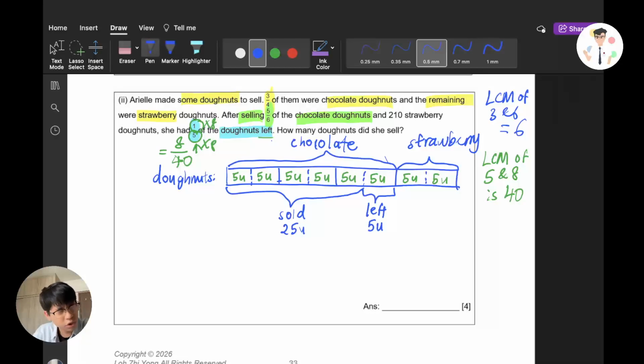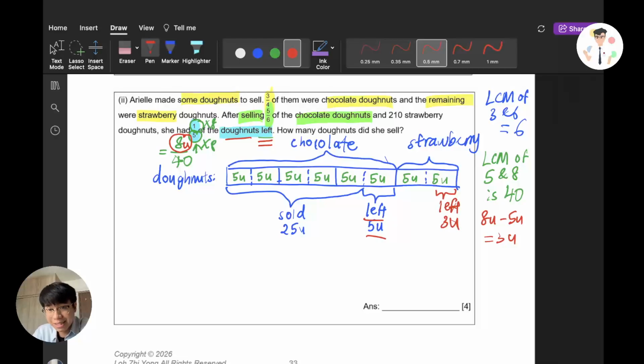Hey, teacher, I noticed something. Now, you should kind of notice that here actually mentioned what? I have 8 units of the donuts left. And this 8 units is what? The total chocolate and strawberry leftover added together is 8 units. But here I have actually 5 units. Means that strawberry I actually left with how many units? Yes, you're right. 8 minus 5 is equal to 3. So I actually left with 3 units of strawberry donut.